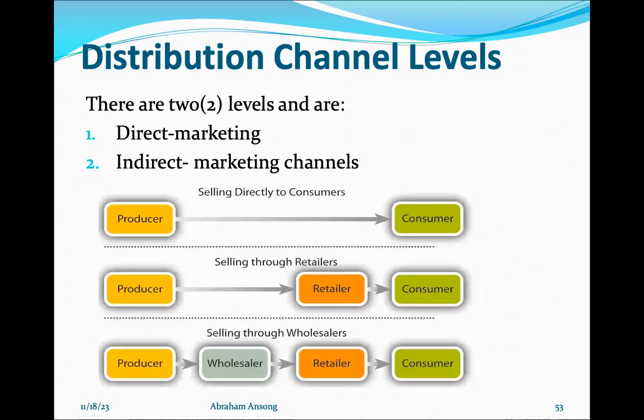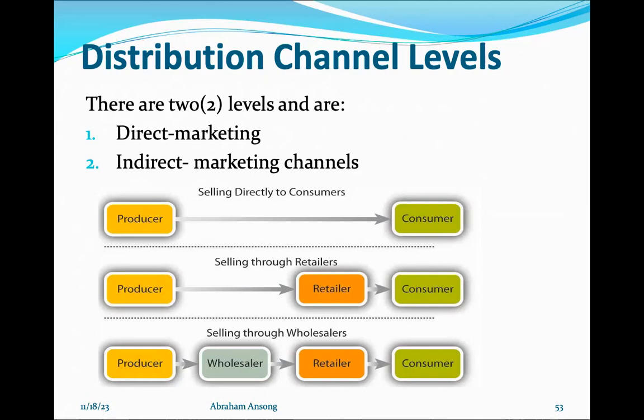So we have distribution channel levels. There are two major levels. We can have direct marketing. As the name suggests, this is where the producer sells directly to the consumer. Then we can have indirect marketing channels. That is where the producer will either sell to a retailer, then the retailer sells to consumers, or the producer will first sell to a wholesaler or other types of businesses. Then the wholesalers or businesses will sell to a retailer, and the retailer finally sells to the consumer.